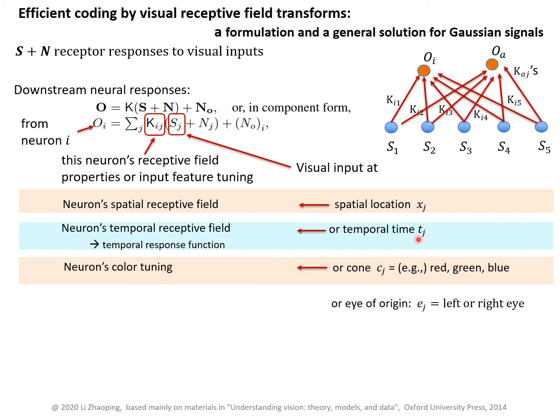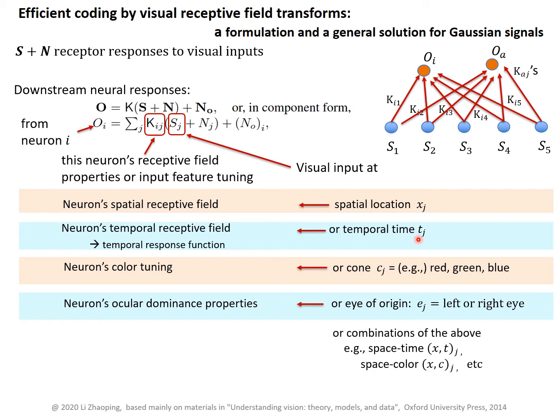Also Sj can describe inputs from different eyes, so for stereo vision, binocular vision. So for instance, j equal to 1 for the left eye and j equal to 2 for the right eye. And then Kij will describe a neuron's ocular dominance properties.